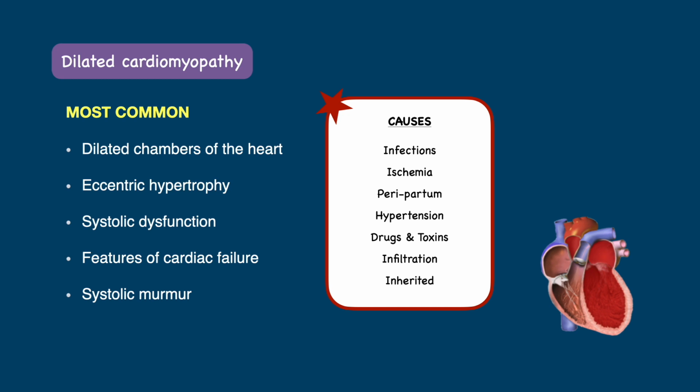So, what would you expect to see in a patient with dilated cardiomyopathy? Look for classic findings of heart failure or insufficiency, as you may also hear a systolic murmur, which indicates the stretching of the valves resulting in mitral and tricuspid regurgitation.